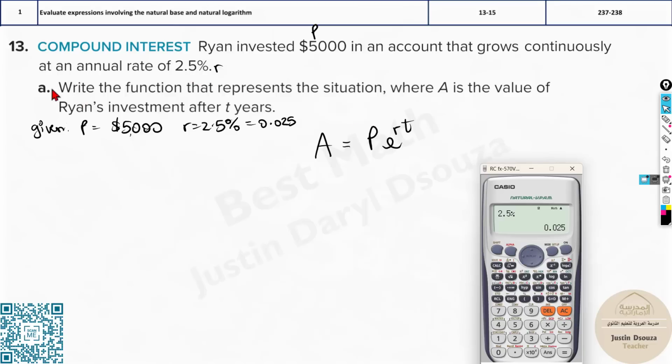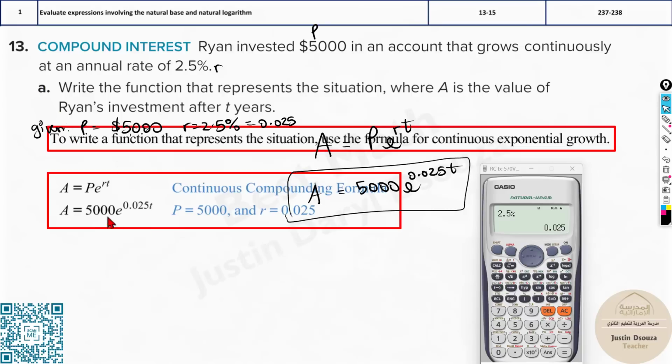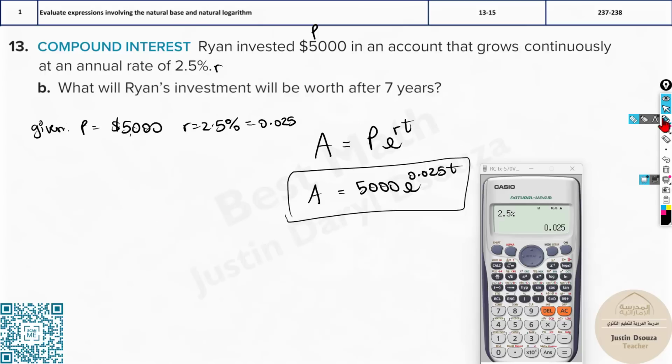And the first problem, part A: write the function that represents the situation where A is the value of Ryan's investment after T years. Now A, we don't know. After T years, that means let us keep that as T, but substitute all the other things. 5,000 e to the power R, which is 0.025 T. So this is the equation we can form. That's it. That's the answer for the first part A. Now these are two full problems, like A and B will be there. And let's see what's the second part.